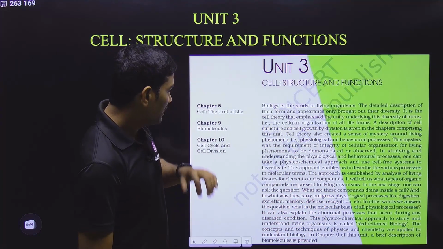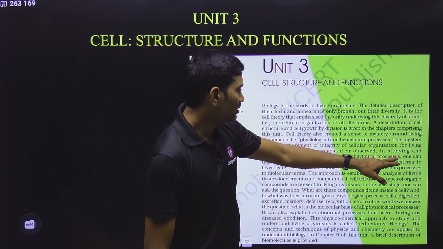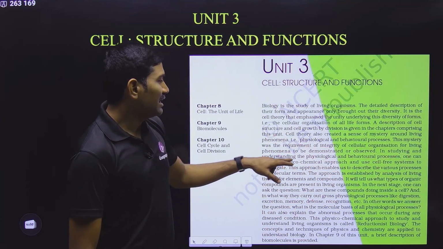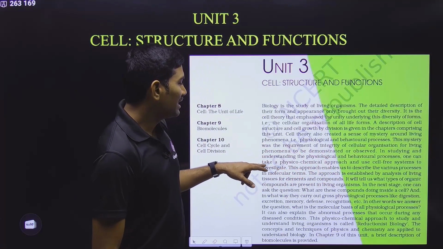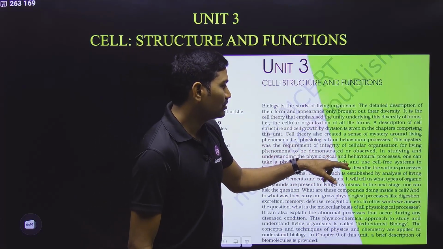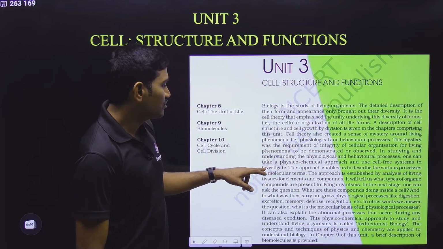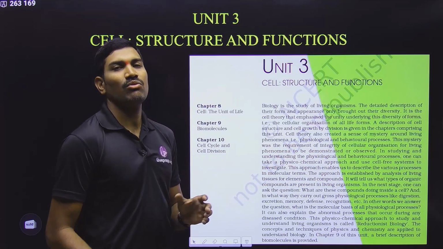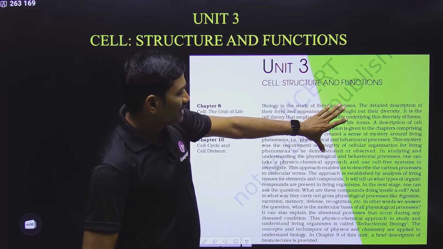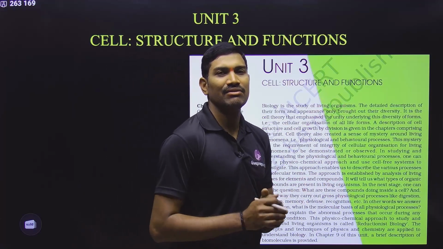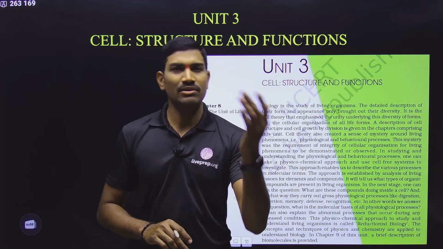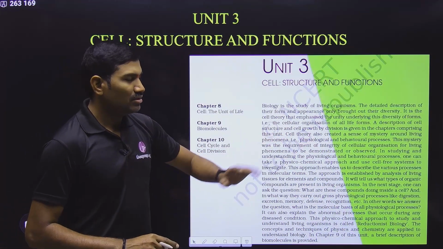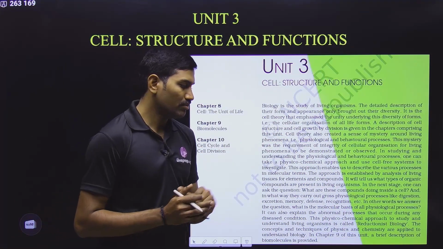Clear? So from here onwards, let us see. In studying and understanding the physiological and behavioral process, one can take a physico-chemical approach and use cell-free systems to investigate. So what actually they are saying here? Regarding these previous sentences, already we covered under cell, the unit of life, right? Those who have not watched that particular one, please go through that, and then you can continue with this biomolecules part.